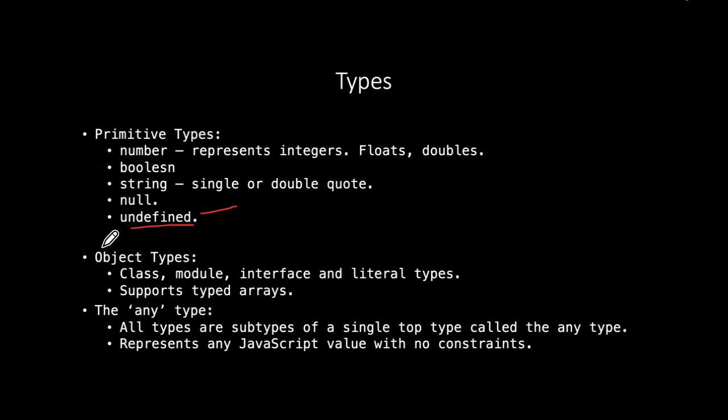And then everything else in TypeScript, just as in JavaScript, is of type object. So classes and modules and interfaces, they're all classified as object types in TypeScript. There's also this kind of odd one, but in fact it's pretty important. There's what's called the any type. So a variable's type could be the any type, which simply means it could have any value.